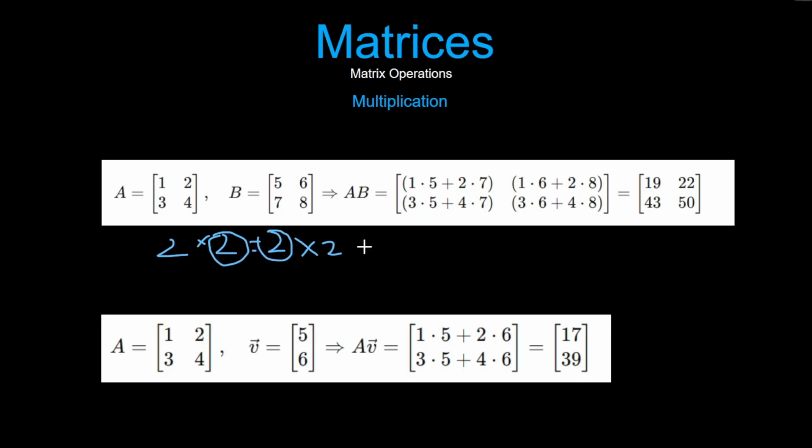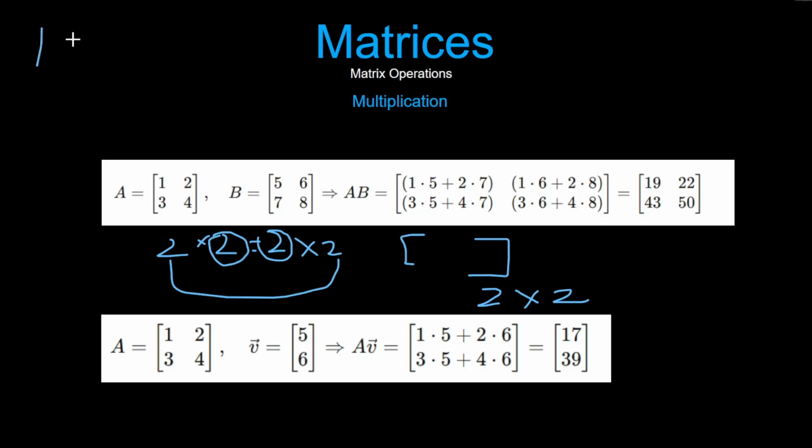So if they are equal, then we can perform the multiplication, and the resultant matrix will have the form of the rest two numbers. So the resultant form will have 2 by 2 as the result. So let's take another example.